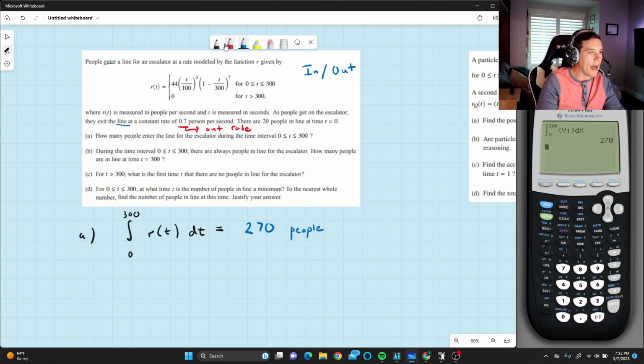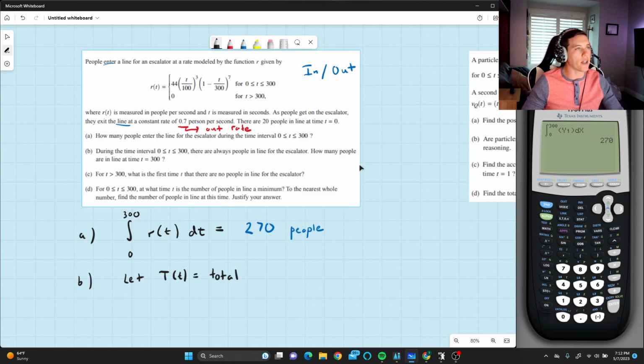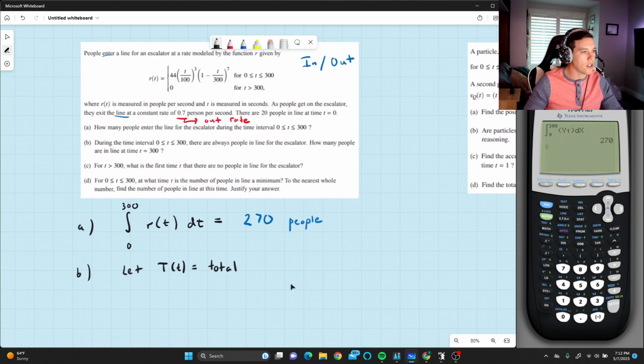This is where I like to create the total function. So how many people are in the line at time 300? I always let T of t equal total people, or you could just say total. That means if we have a candidates test down the road or other things, we can call up a total function and talk about the total number at any time we want. So I like to do this.